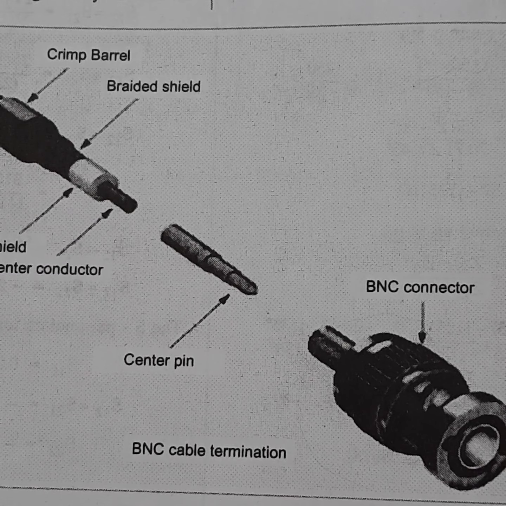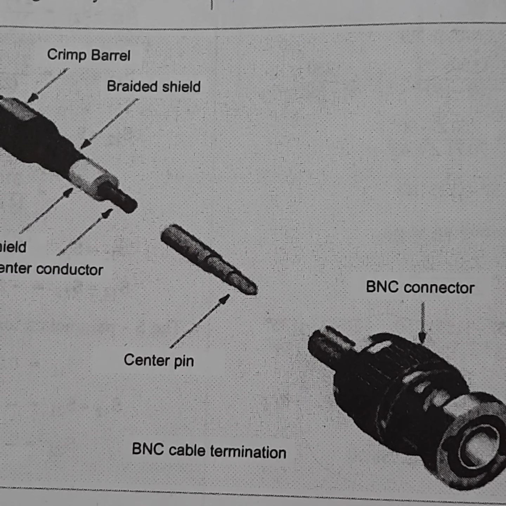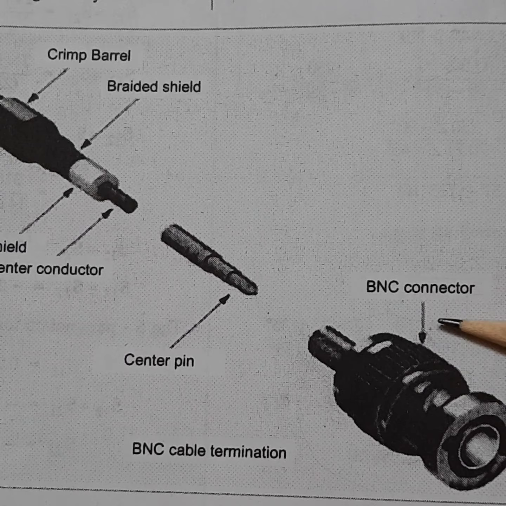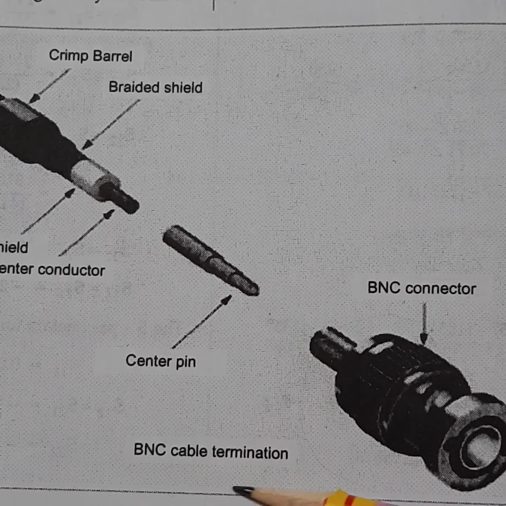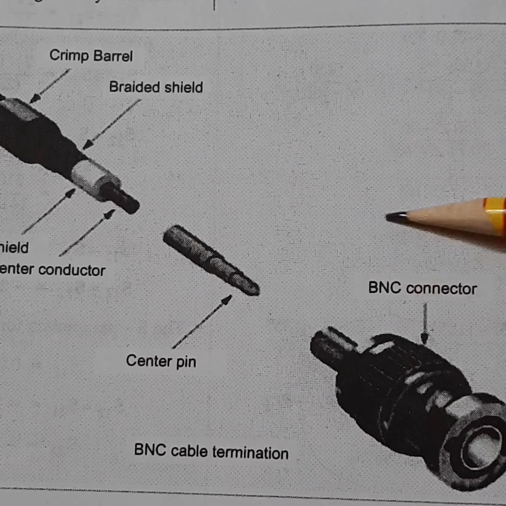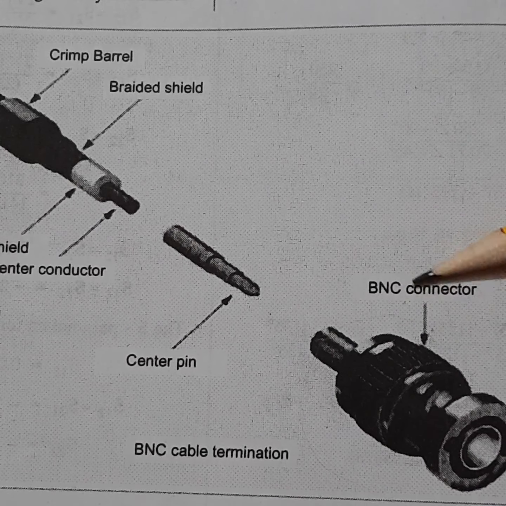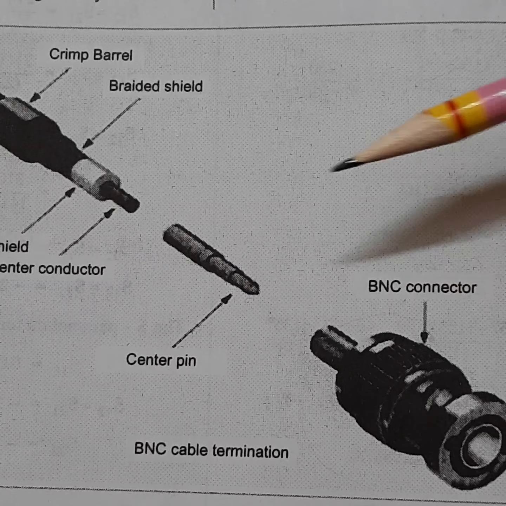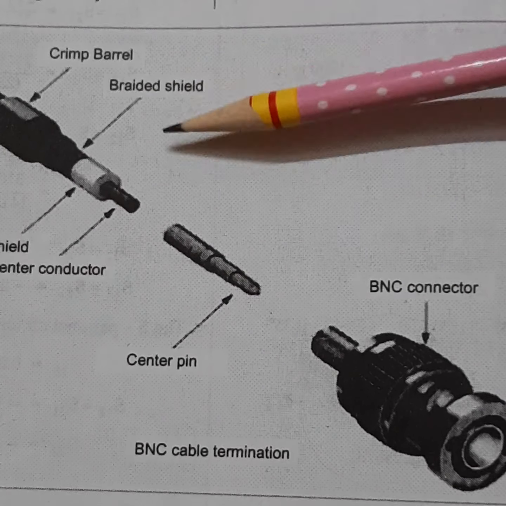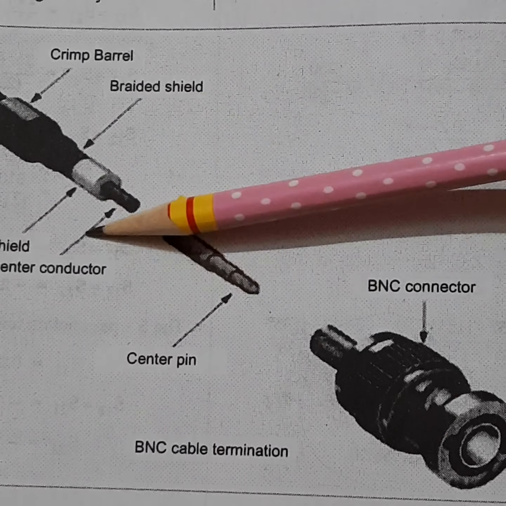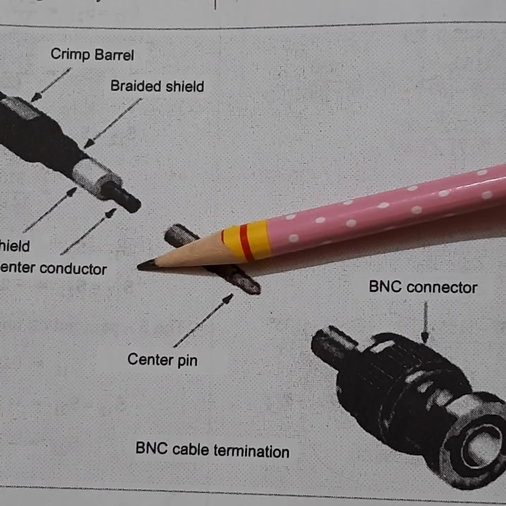Next you can see the figure. These are the BNC connectors. There will be a center pin. How to make the BNC cable termination is given here. A BNC connector will be there, with a center pin and a crimp barrel associated with the braided shield, foil shield and center conductor.